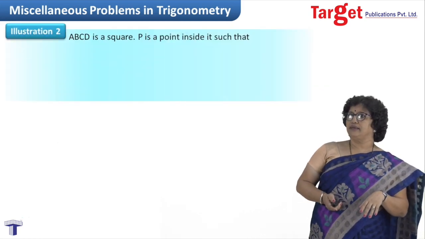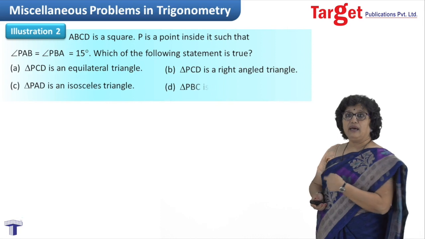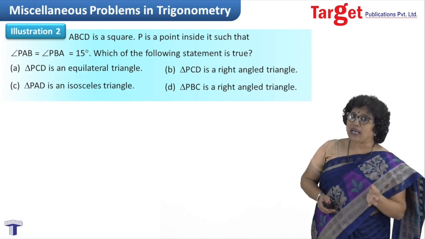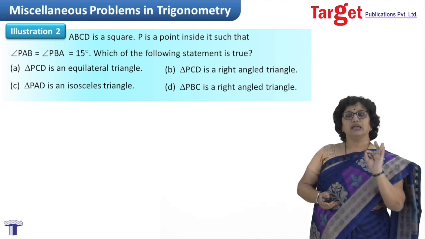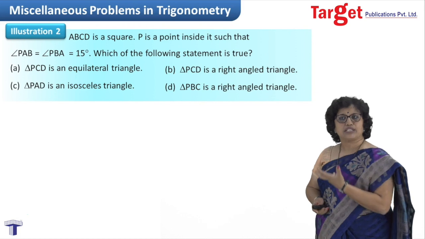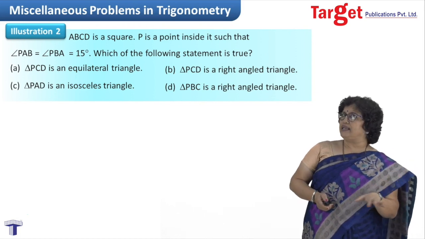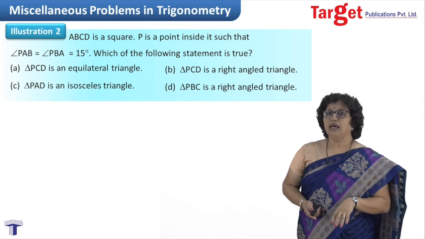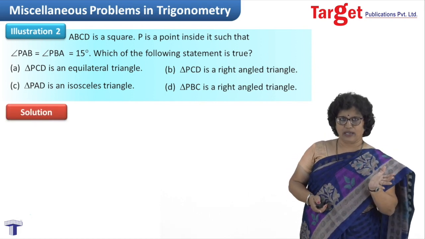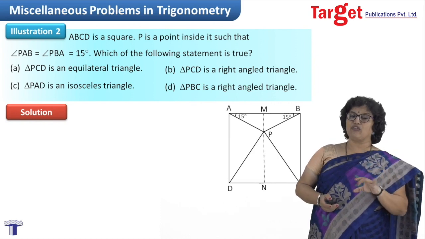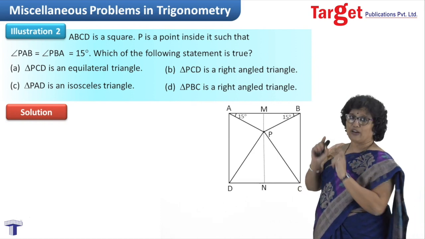Next one: ABCD is a square and P is a point inside it such that angle PAB equals angle PBA equals 15 degrees. Which of the following statements is true? And then the 4 statements are regarding triangle PCD, triangle PBC and triangle APD, etc. Now obviously we will have to draw some figure for this, and nowhere has it been mentioned what the length of the side of the square is.